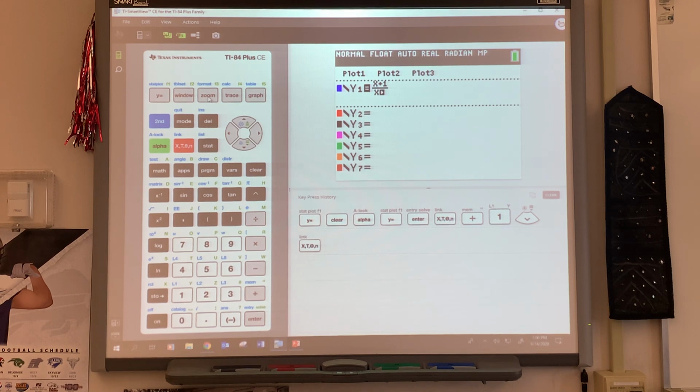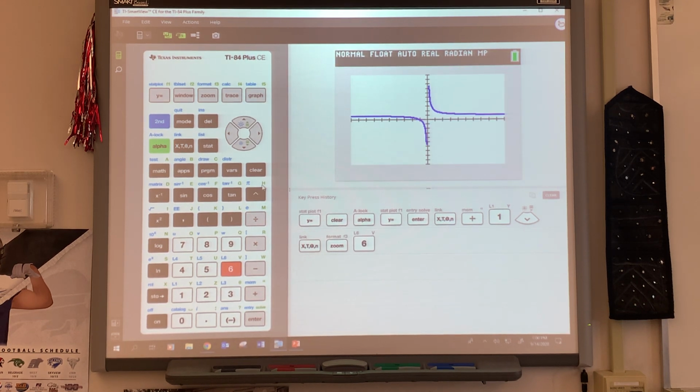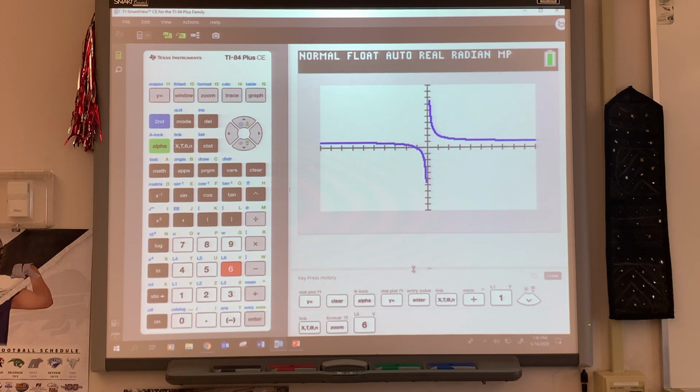Okay, I'm going to go ahead and zoom 6, give us a standard zoom window, and there's a picture of the graph. Hey, this looks pretty similar to something we've looked at just recently. As we look at this, again, there are 3 questions that were asked. What is the limit as x approaches infinity? What is the limit as x approaches negative infinity?